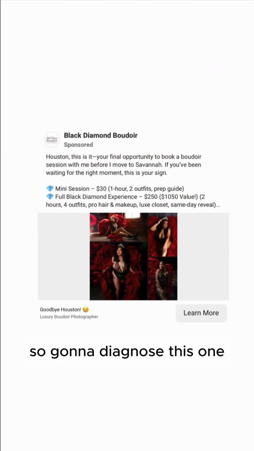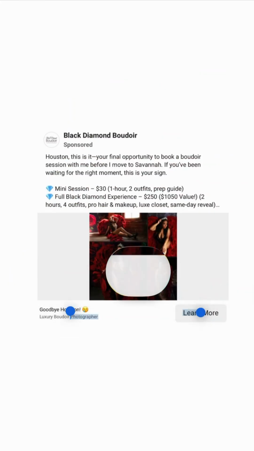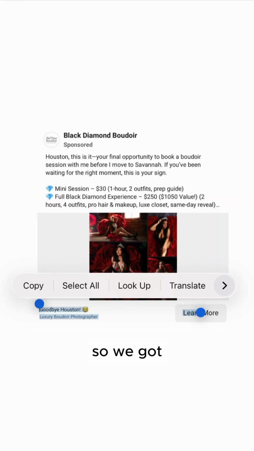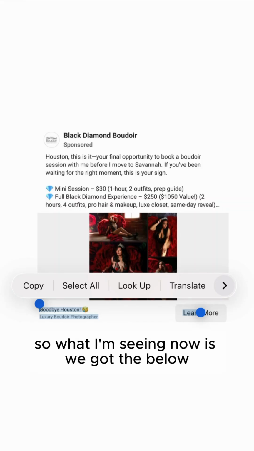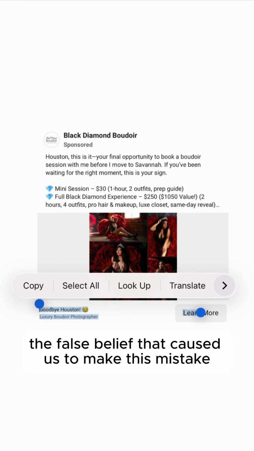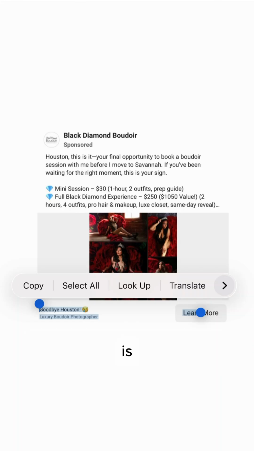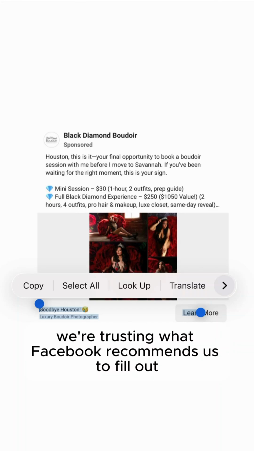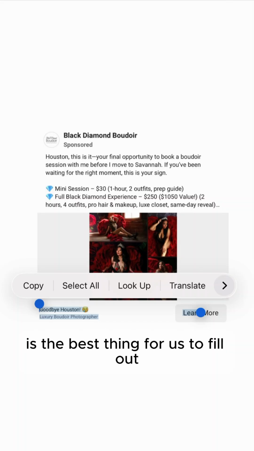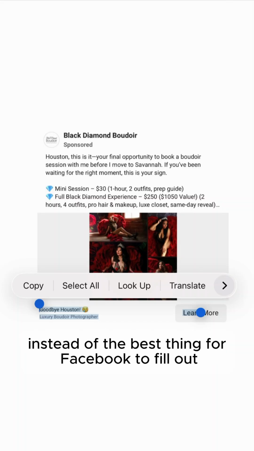So I'm going to diagnose this one. We're going to see if it has BLCS, aka Boudoir low click syndrome. What I'm seeing now is we've got the below creative cluster mistake. The false belief that caused us to make this mistake is that we're trusting that what Facebook recommends us to fill out when we create our ad is the best thing for us to fill out, instead of the best thing for Facebook to fill out.